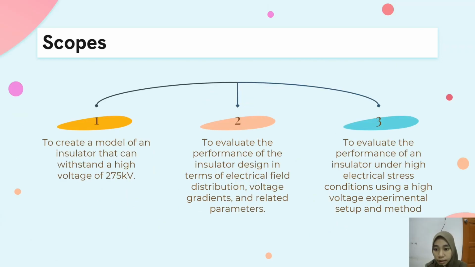Next, these are our scopes. First, to create a model of an insulator that can withstand a high voltage of 275 kV. Second, to evaluate the performance of the insulator design in terms of electric field distribution, voltage gradient, and related parameters. And third, to evaluate the performance of an insulator under high electrical stress conditions using a high voltage experimental setup and method.